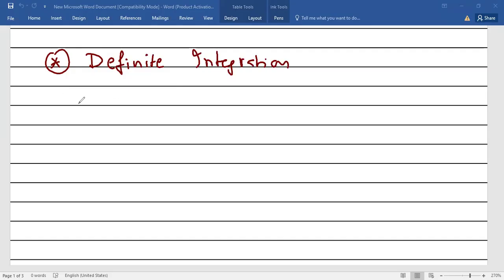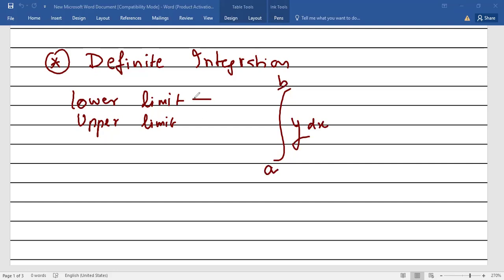In definite integration, we have to apply the limits. So we have one lower limit and we have one upper limit, and this is represented by this one. If we have a function y which we want to integrate but within the limits, its lower limit is a and upper limit is b. Now how to do it?